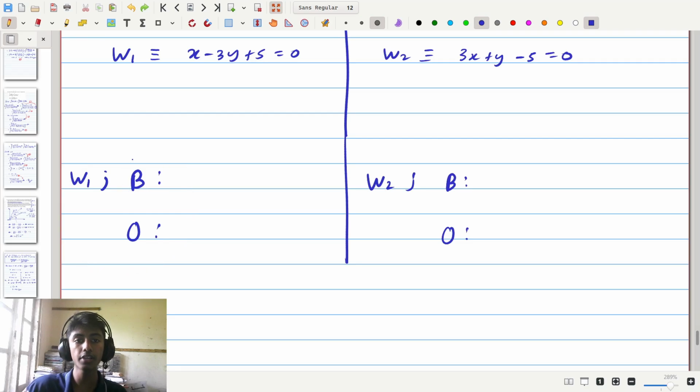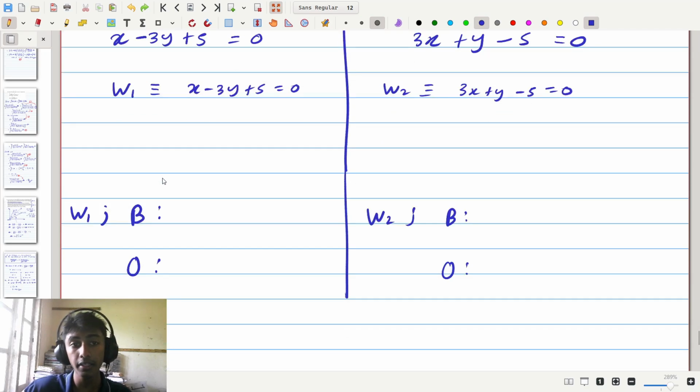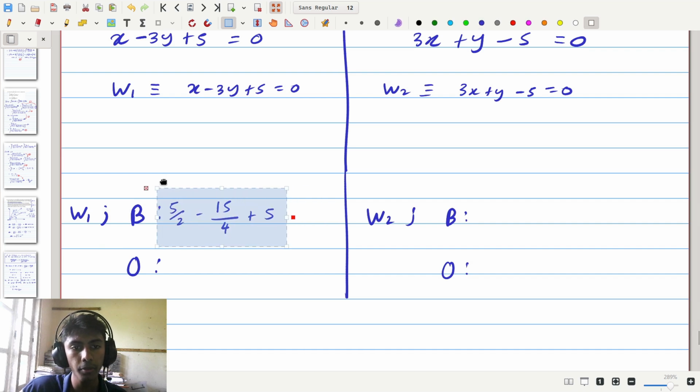For B, we consider B is 5 over 2 and 5 over 4. So we get x, which is 5 over 2, minus 3 times 5 over 4, which is 15 over 4, plus 5. Actually we'll write it like this for now, and if we simplify, we have to take a common denominator of 4 here.